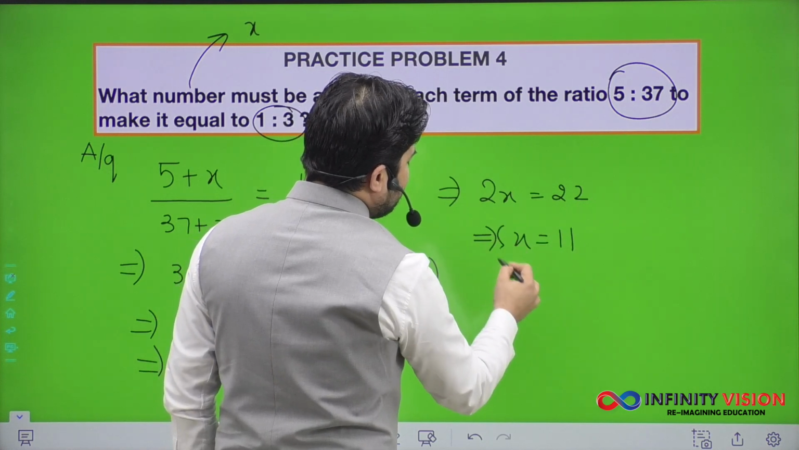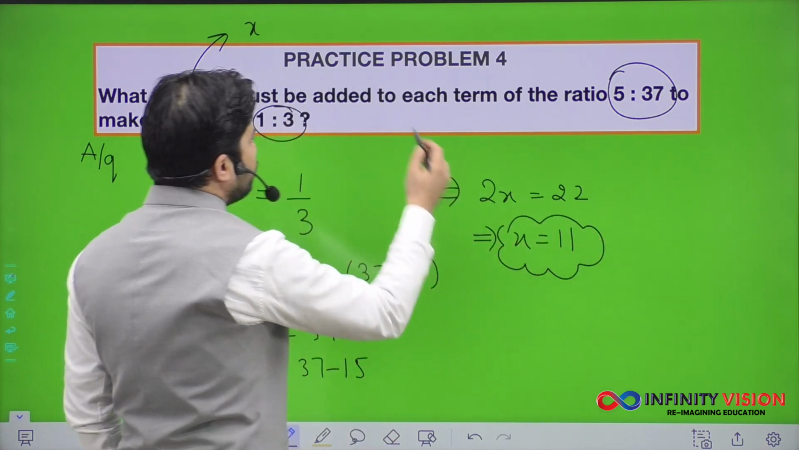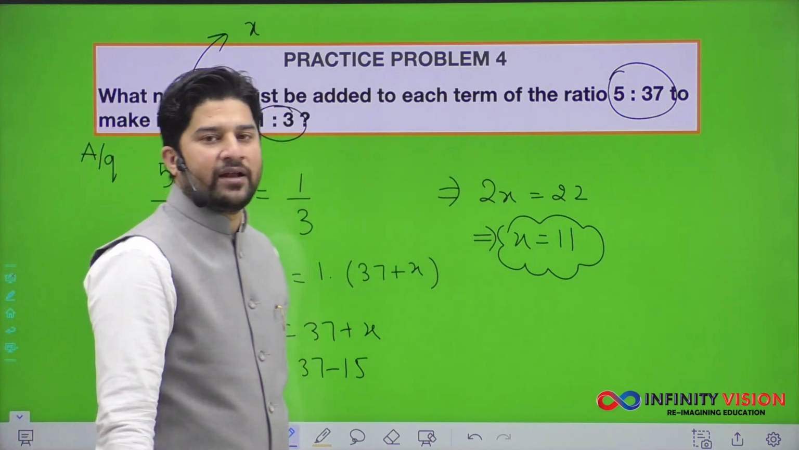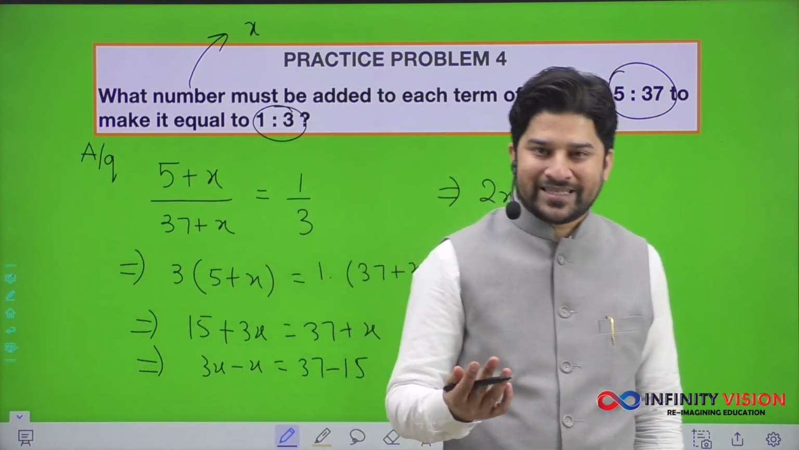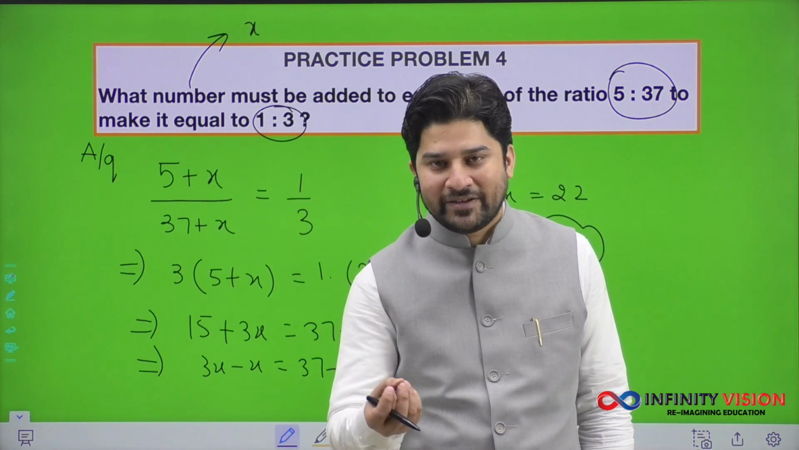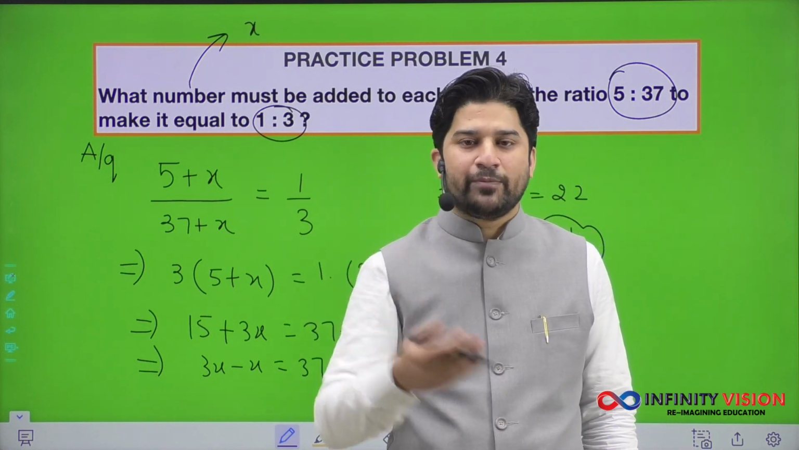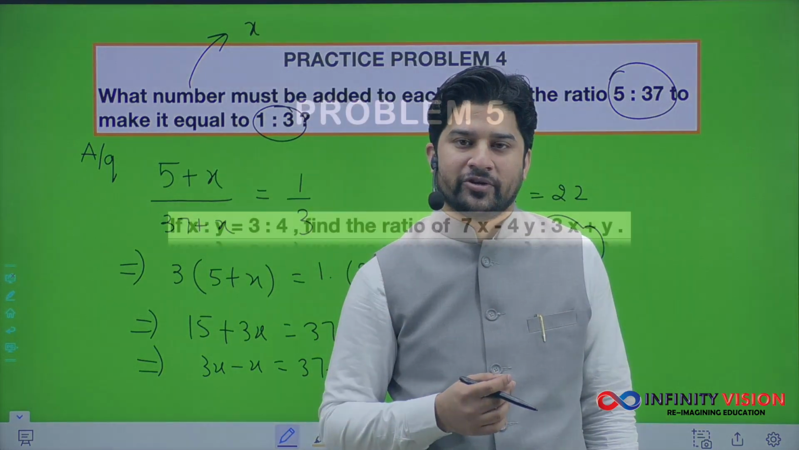So what exactly you need to add? You need to add 11 to 5:37, and when you add 11 to 5, that would become 16, and when you add 11 to 37, that would become 48. So 16 upon 48 is equivalent to 1 upon 3.